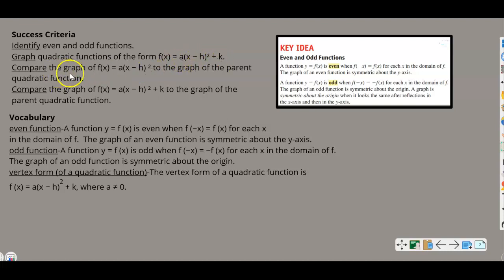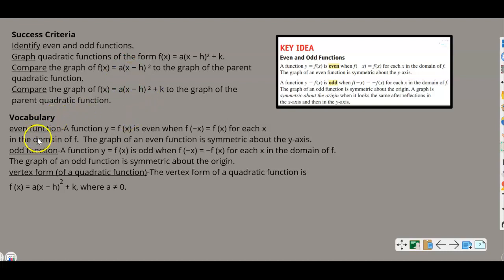Be able to compare the graph of f of x equals a times x minus h squared to the graph of the parent quadratic function, and compare the graph of f of x equals a times x minus h quantity squared plus k to the graph of the parent quadratic function. So this one does not have a vertical shift. This one does. So this one will have a horizontal movement. This one will have horizontal and vertical. And depending on what a is, it could also have a stretch or a shrink.